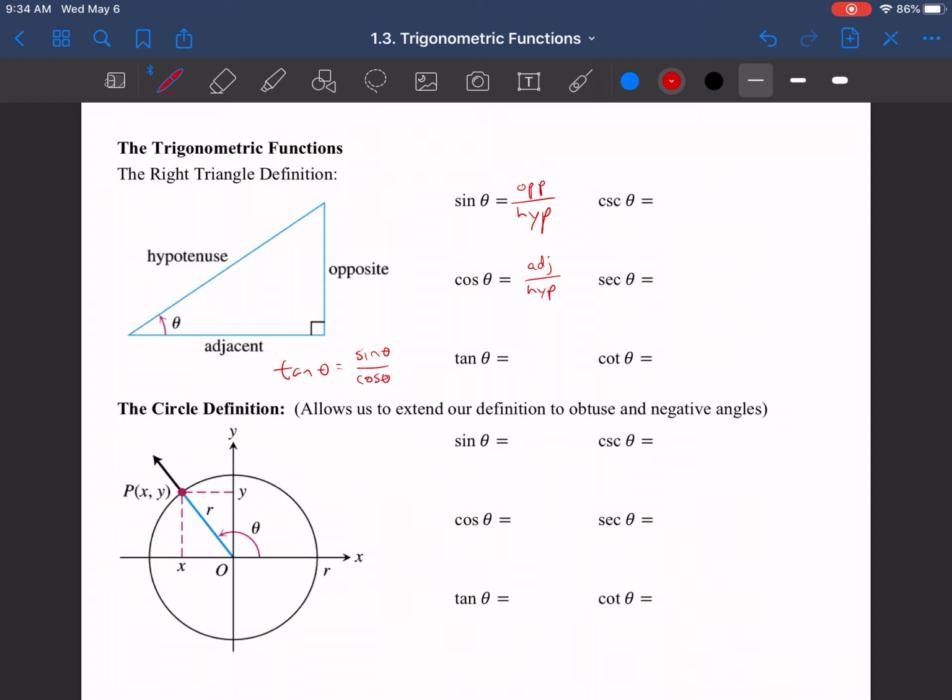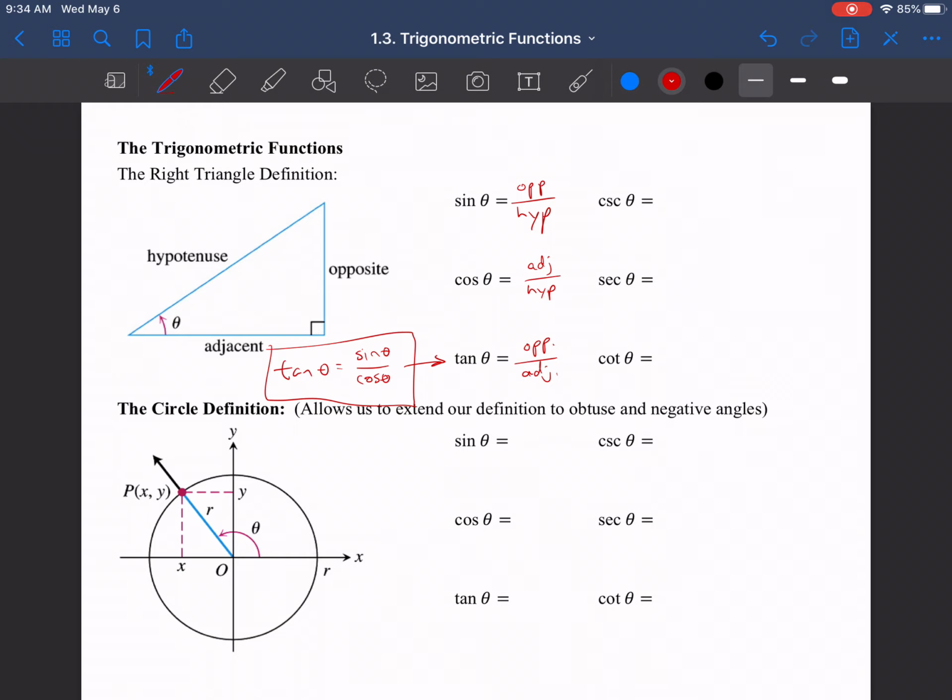And if you write in the opposites over the adjacents, so this is opposite over hypotenuse, this is adjacent over hypotenuse, what happens is these hypotenuses cancel, right? And so what we end up with is just tangent is opposite over adjacent, okay? Which still is sine over cosine. It's good to remember this right here. You're going to want to know that too.